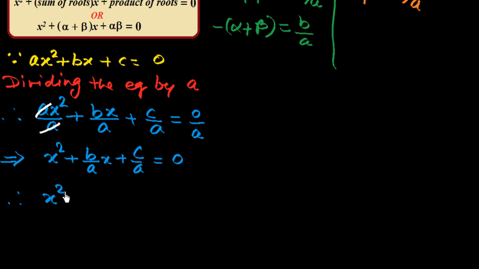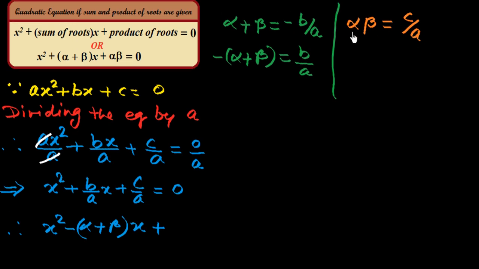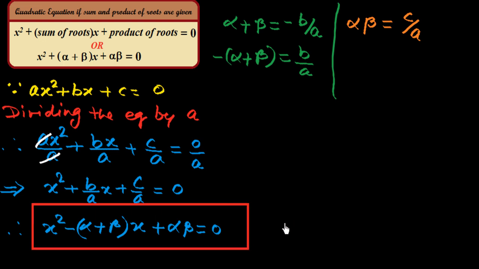x square, instead of b over a, we are putting minus alpha plus beta, and x is already here. And instead of c over a, we are putting alpha into beta. So in this way, we have found this formula for making the equation if the sum of the roots and the product of the roots, or the roots, are given to us.